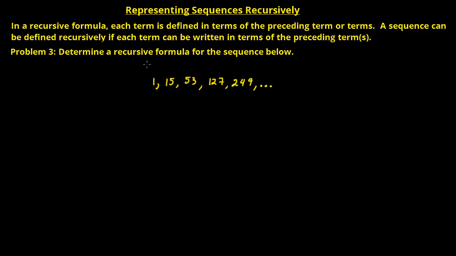Here we're told to determine a recursive formula for the sequence below. So here we have 1, 15, 53, 127, 249, and so on. Just by inspection, it's kind of difficult to see what the relationship is between the preceding term to get the nth term.